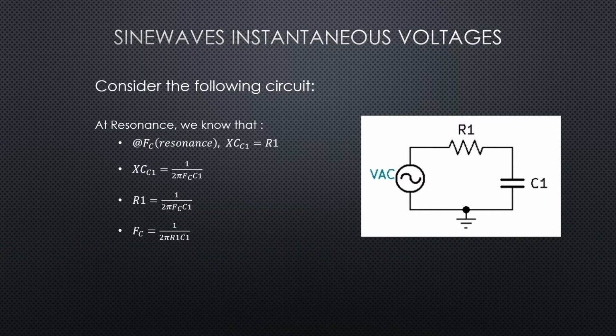We know that at resonance, X of C should be equal to R. We know that the formula X sub C is equal to 1 divided by 2 pi times the frequency times the capacitance. And if R is equal to X sub C, which it should be at frequency cutoff or resonance, we can substitute out the X sub C for the R1 in the formula. Now we can solve the formula for frequency cutoff equal to 1 divided by 2 pi R1 times C1.